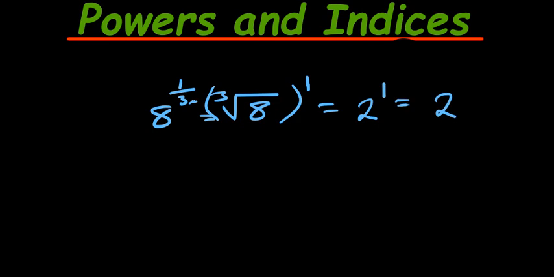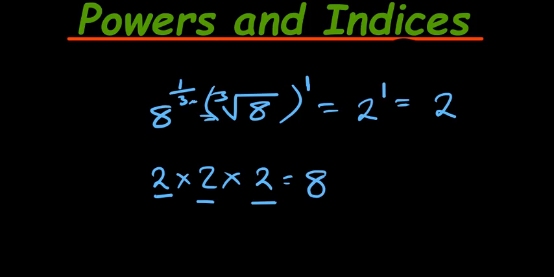Now this simply means that the 2 is multiplied by itself how many times? 3 times. So 2 multiplied by 2 is 4, and then 4 multiplied by 2 is 8. So basically this is just an explanation which you have to understand.